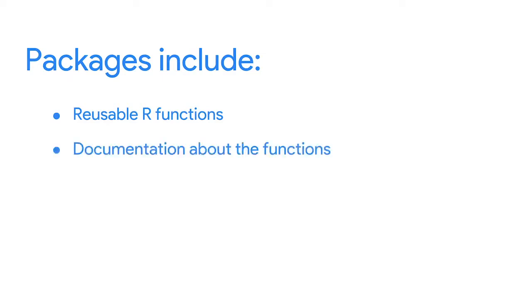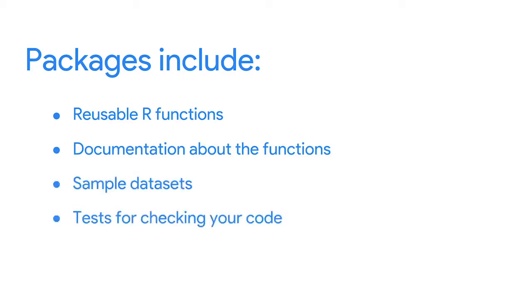Packages in R include reusable R functions and documentation about the functions, including how to use them. They also contain sample datasets and tests for checking your code to make sure it does what you want it to do. By default, R includes a set of packages called Base R that are available to use in RStudio when you start your first programming session. There's also recommended packages that are loaded but not installed. Before using functions from one of these packages, you'd have to load it with a library command, like library boot, for example.